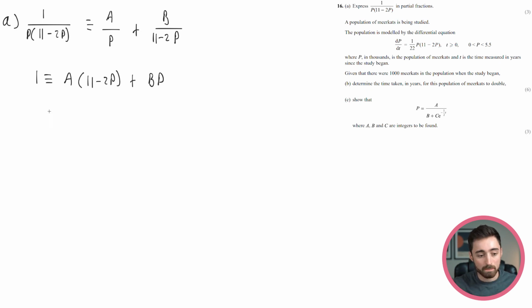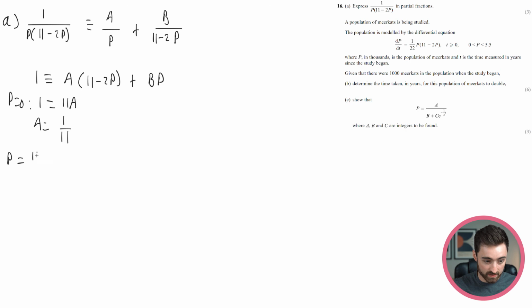So I'm going to sub p equals 0 in, and the reason I'm going to do that, well, you'll see. So I'm going to get 1 is equal to 11a. That goes, and then that goes as well. So straight away I get a equals 1 over 11. I'm now going to sub in a value of p that's going to get rid of this, so I can get the value of b.